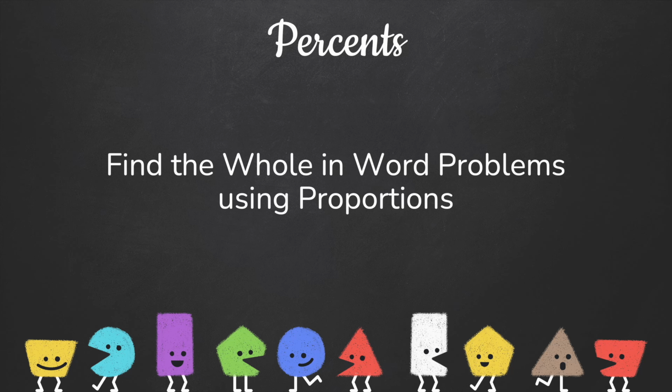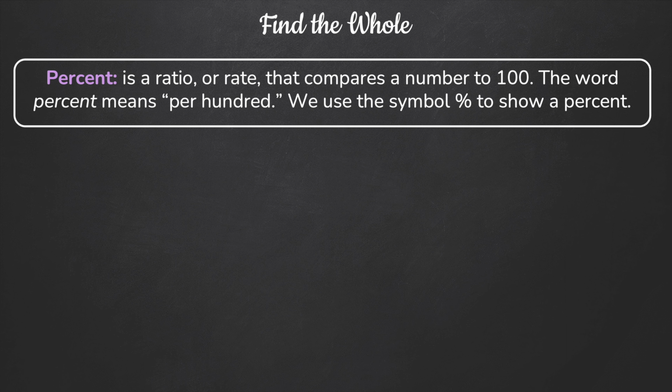Hello, mathematicians. Today we're going to be learning about percents, more specifically how to find the whole in word problems using proportions. To get us started, let's quickly go over what a percent is. A percent is a ratio or rate that compares a number to 100. The word percent means per 100. We use the symbol as shown to show a percent.